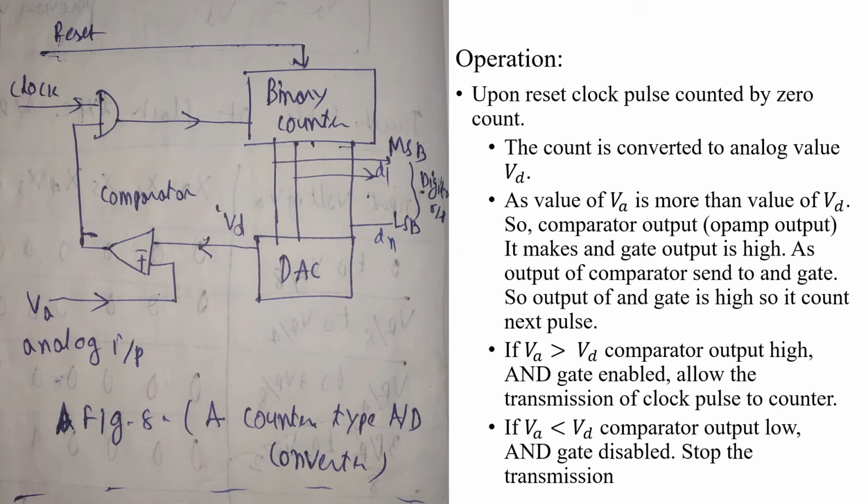If VA is more than VD, this is high. So this AND gate will be enabled, because with high we get a high, and the binary counter will count the next count.